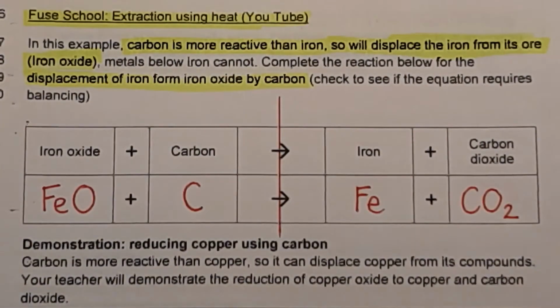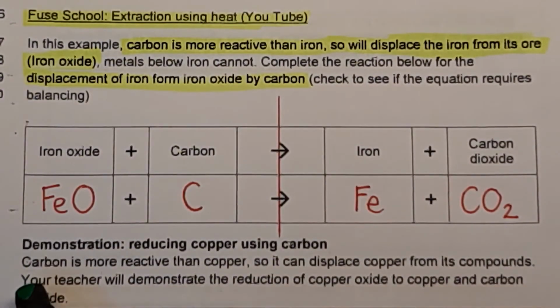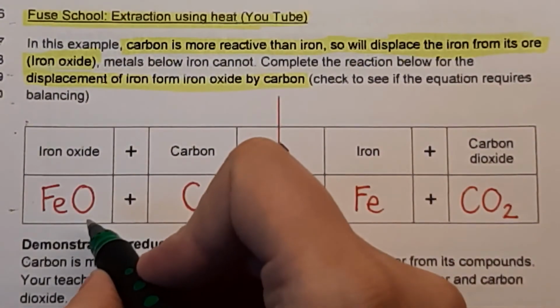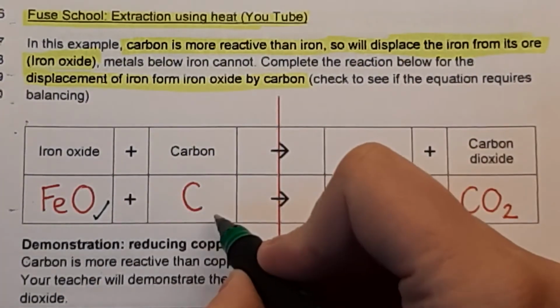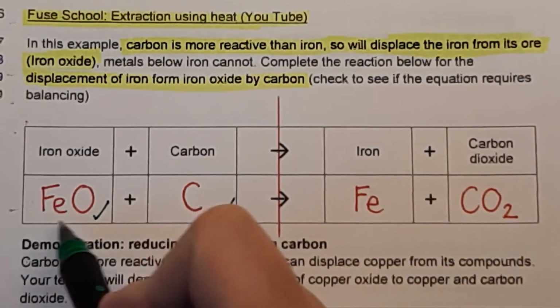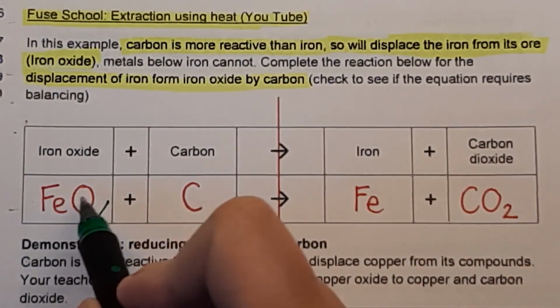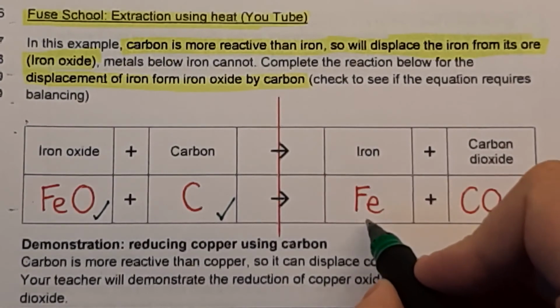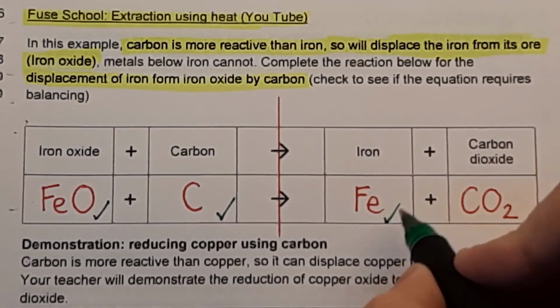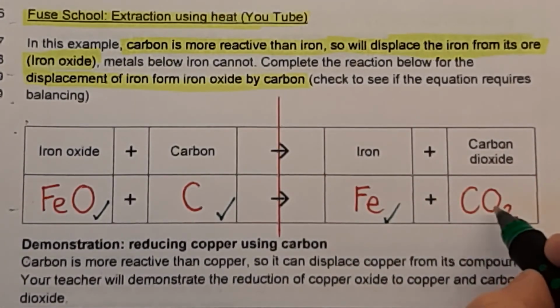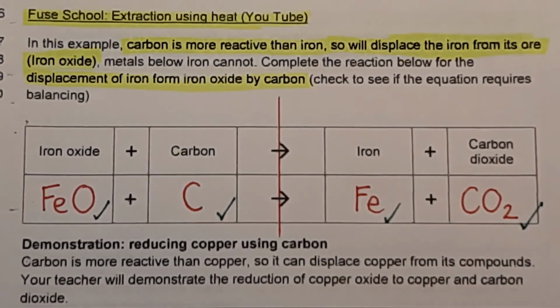Okay, so let's go through that. So right now we have the unbalanced version of this equation, so step one essentially. So if you have written in FeO for iron oxide, you can have the mark. Capital C for carbon, make sure that for iron oxide your e is lowercase and the F and O are capitalised. Again, Fe for iron, capital F, lowercase e is the only accepted version. And CO2 with a capital C, capital O and a small 2 here. So there are 4 marks available for this part.